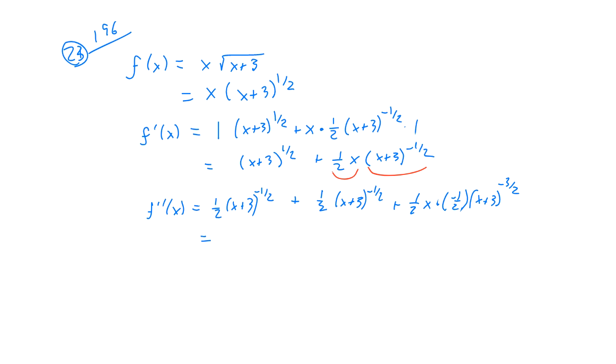And now let's clean that up a little bit. These first two terms are alike. I have 1/2 (x + 3)^(-1/2) plus another 1/2 (x + 3)^(-1/2). So if I combine those, I get (x + 3)^(-1/2). And the second one, I can multiply 1/2 times a negative 1/2 to get negative 1/4 times x times (x + 3)^(-3/2) power.